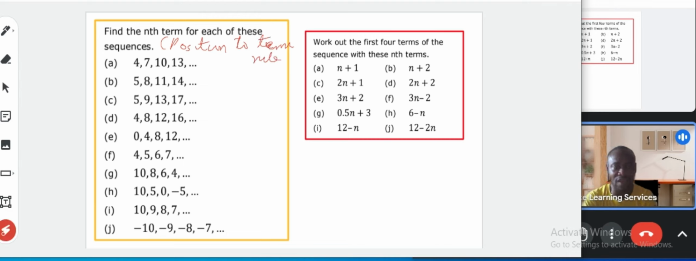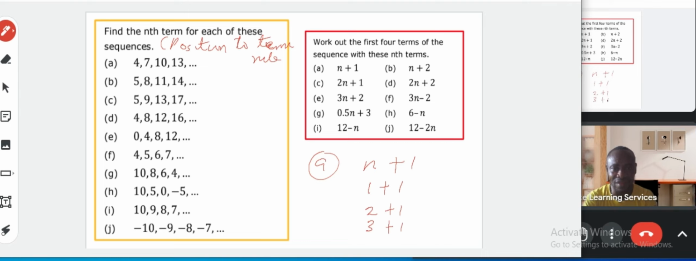By the way, these ones that they're asking you to find the first 4 terms is easy now. Can we just do A? It's very easy to find the first 4 terms. So n plus 1, the first term will be 1 plus 1, is it not? The second term will be 2 plus 1. Third term will be 3 plus 1, is it not? That will be 2, 3, 4, 5.